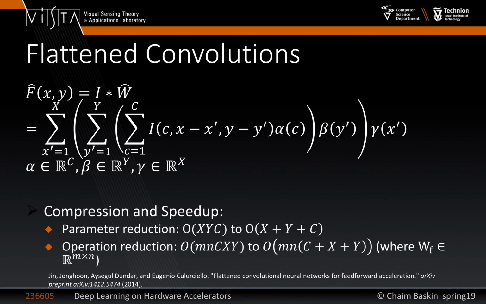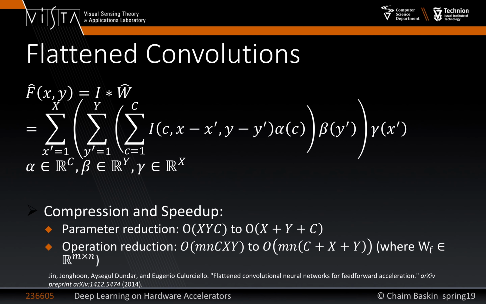The compression and speed up of this method, the parameter reduction, is that we go from x multiplied by y multiplied by c to x plus y plus c. So we reduce the computational complexity that we need for doing computation.